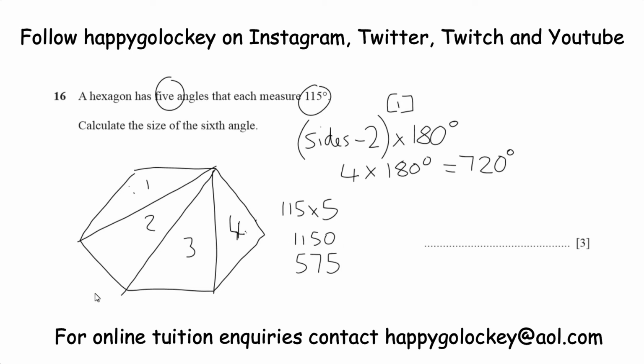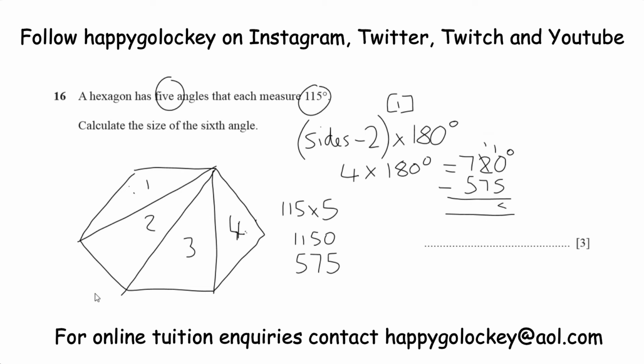The next piece of work we need to do is to explain that we have to do the original 720, the total angles, take away the angles we've already got. So 720 take away 575, and that's your second mark done. All you need to do now to secure the third and final mark is to get the actual right answer. So no pressure as we do some column subtraction.